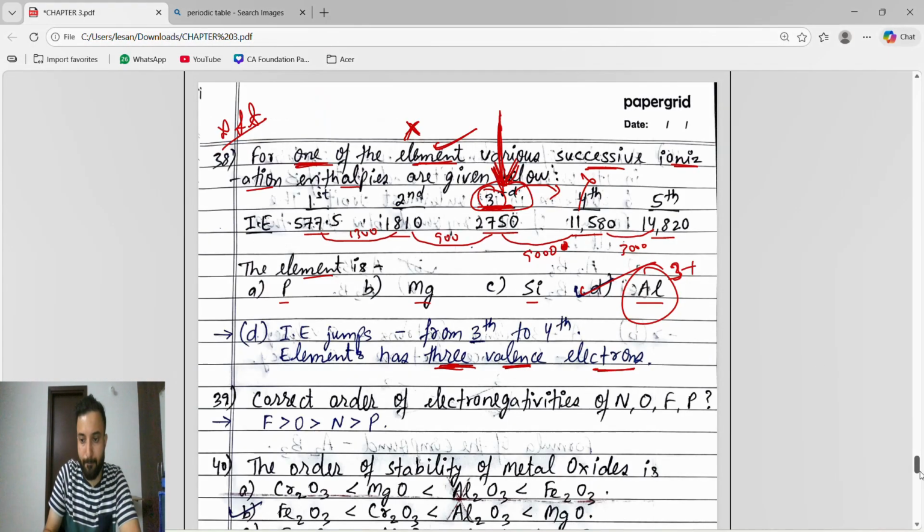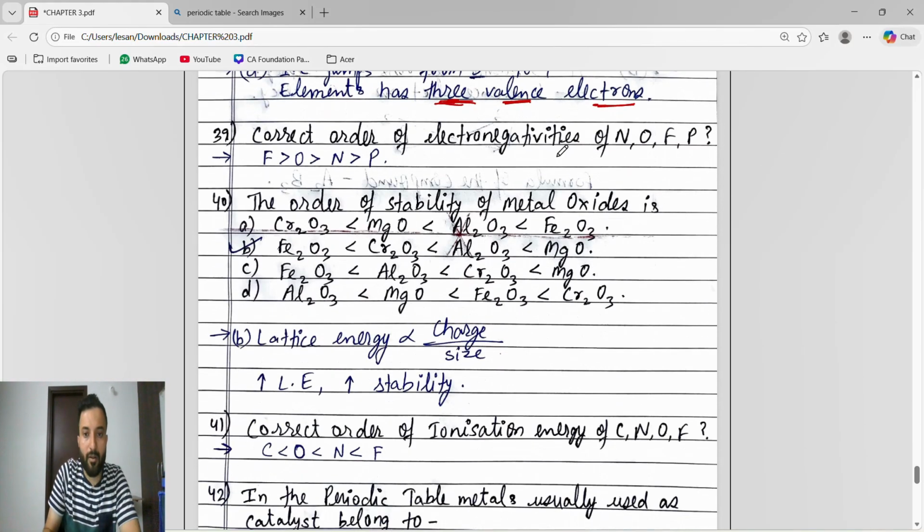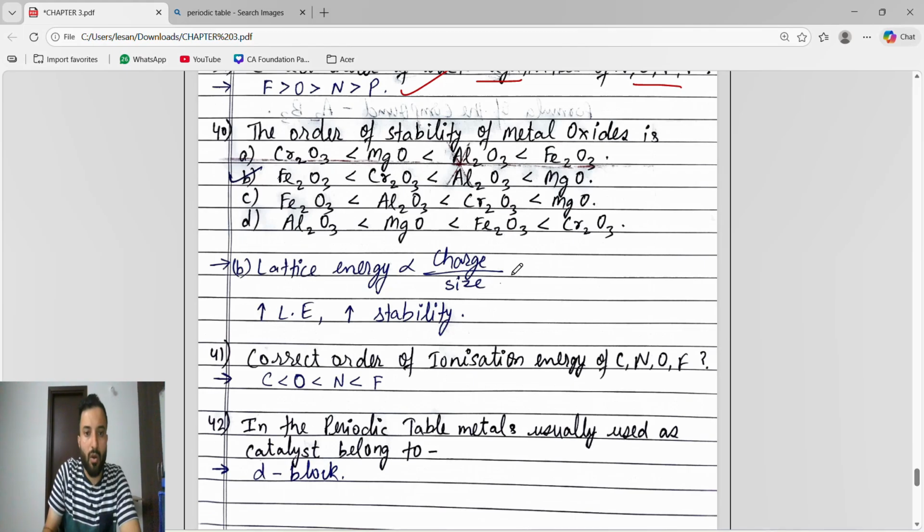Okay, guys. Now the correct order of electronegativity. You have to see the electronegativity order for this. This is your homework, guys. Just check whether you are getting this answer or not. Okay, now next: order of stability of metal oxide.